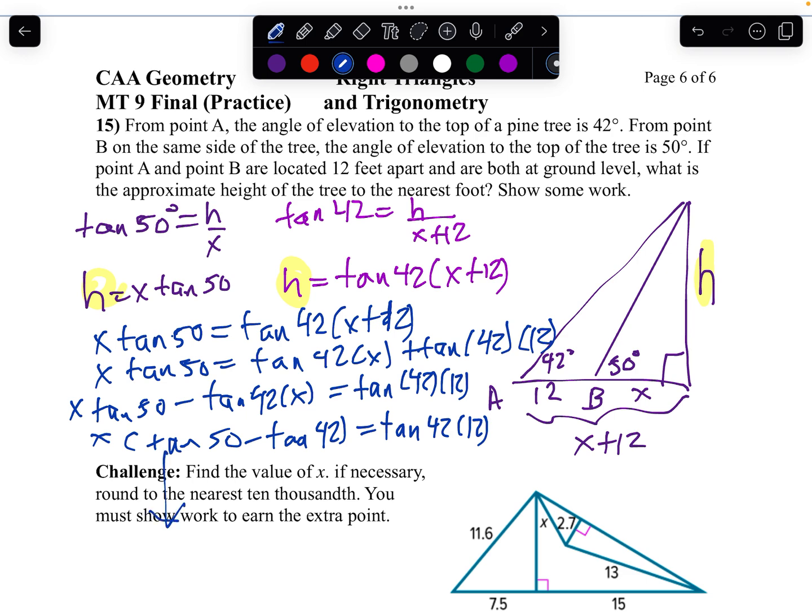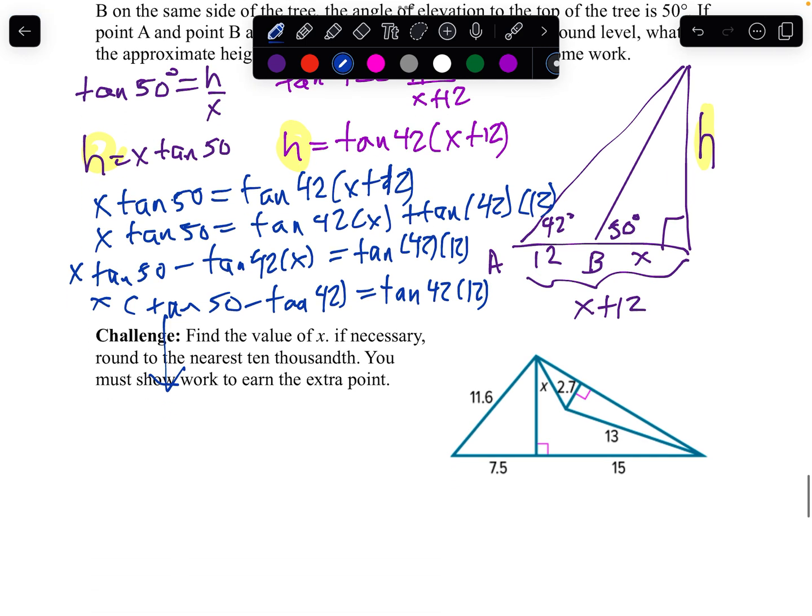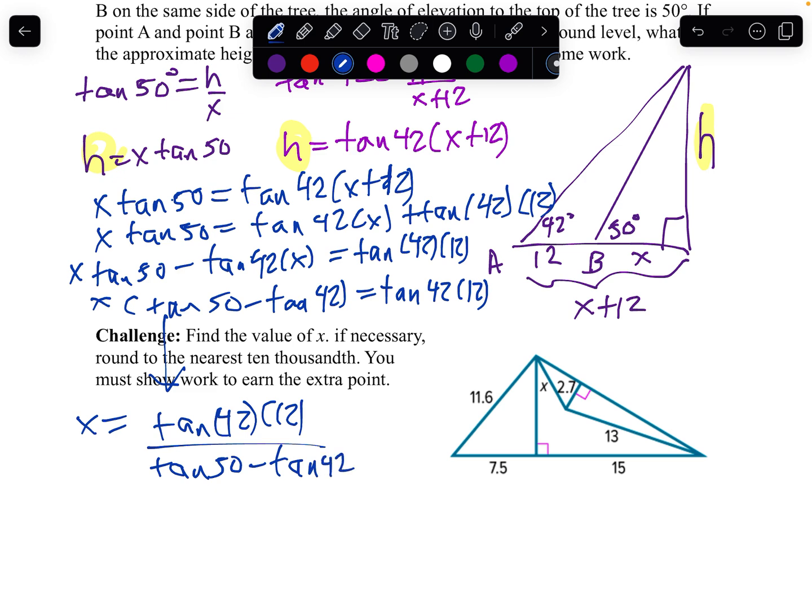I'm going to show my work into the challenge part here. So to find x, I'm going to divide. I'm going to take the tangent of 42 times 12. I'm going to divide that by the tangent of 50 minus the tangent of 42. That'll give me x. I think at this point I'll finally change it to a decimal.